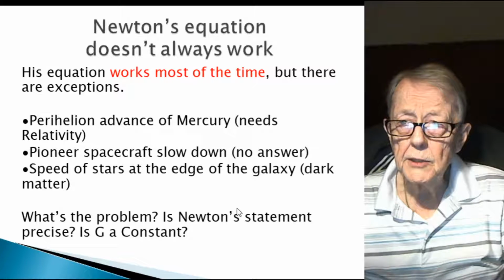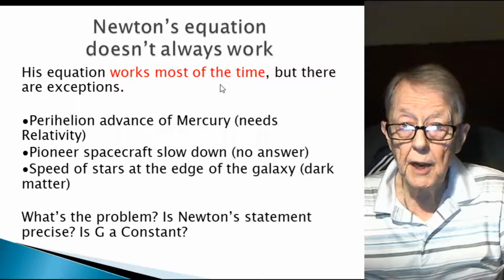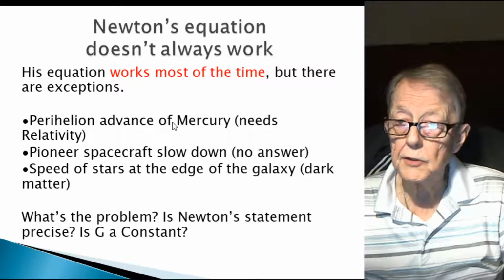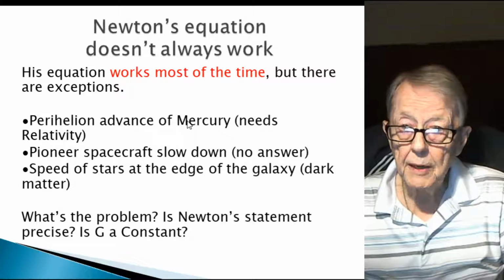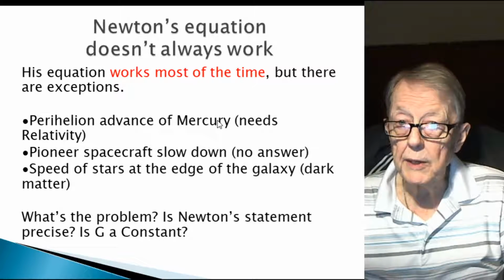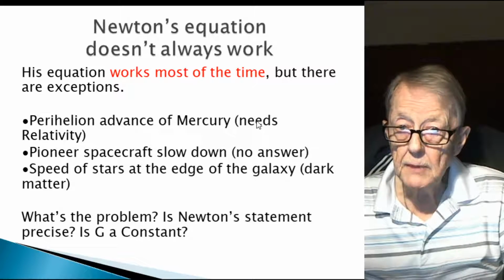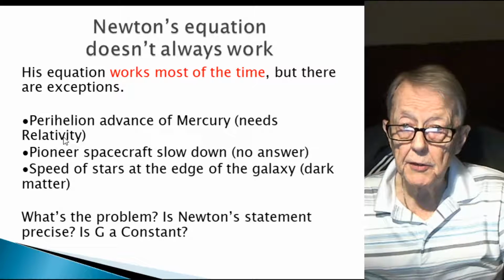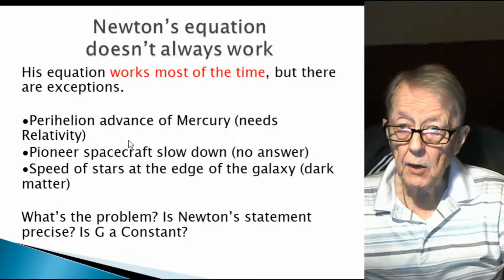But Newton's equation doesn't always work. His equation works most of the time, but there are exceptions, and here are three of them. The perihelion advance of Mercury: they tried to explain it using Newton's equation, but they couldn't do it. It was off, and it took Einstein and relativity to get the final answer, and I'll go into that here in a moment.